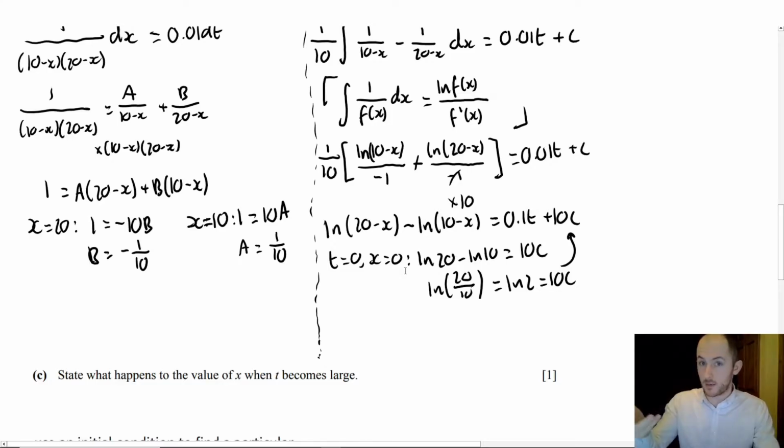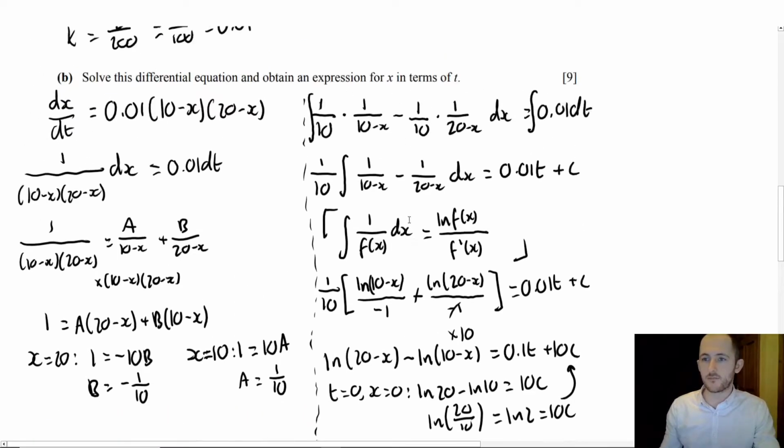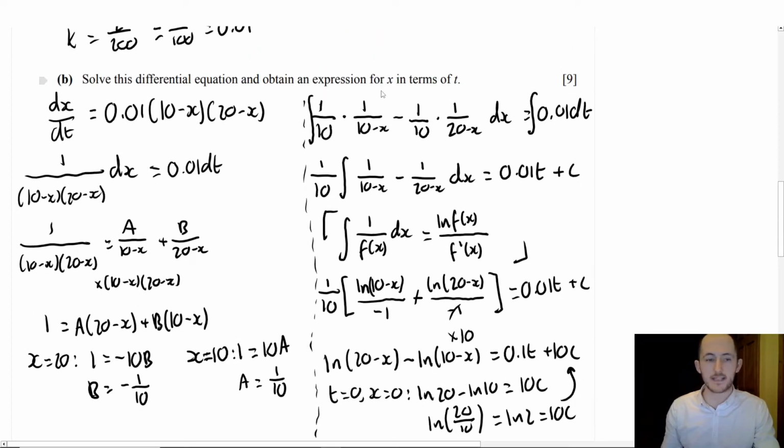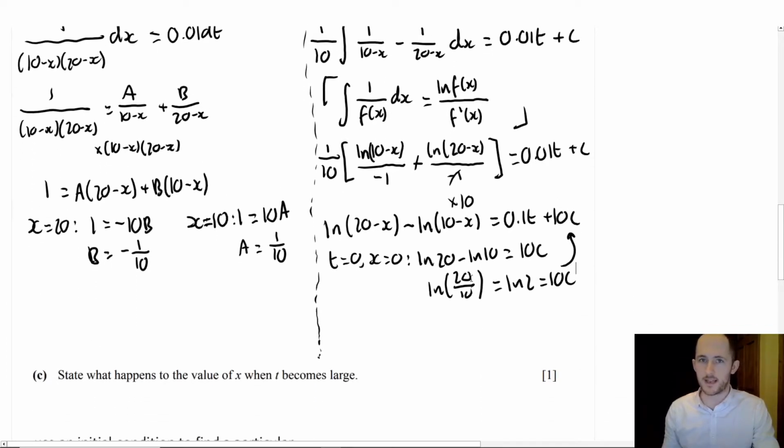So I've done my solution, right? But now I need to write an expression for x in terms of t. So what this means is I need to get x equals and then a bunch of stuff that has t on it. But the only x I can have is on the left-hand side. So let's go. I'm going to write this out. ln 20 minus x over 10 minus x.